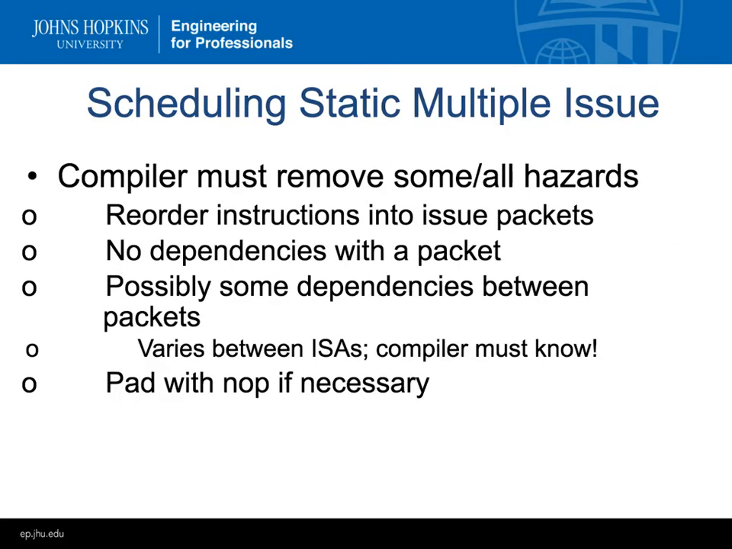So you can reorder them into the issue packets. Obviously, you can't have a dependency within the packet. You might be able to have dependencies between packets, which is an interesting thought: if you had to forward, would you know which part of the pipeline to forward to, and so on. But you can't have dependencies within the packets. So you might have to add a lot of NOPs, as we'll see in our example. A NOP is no operation, so it's just a blank.